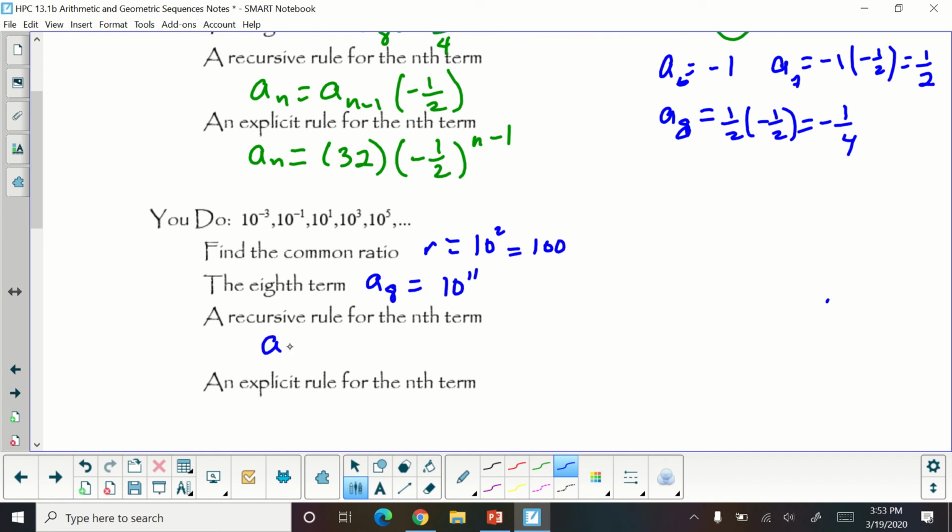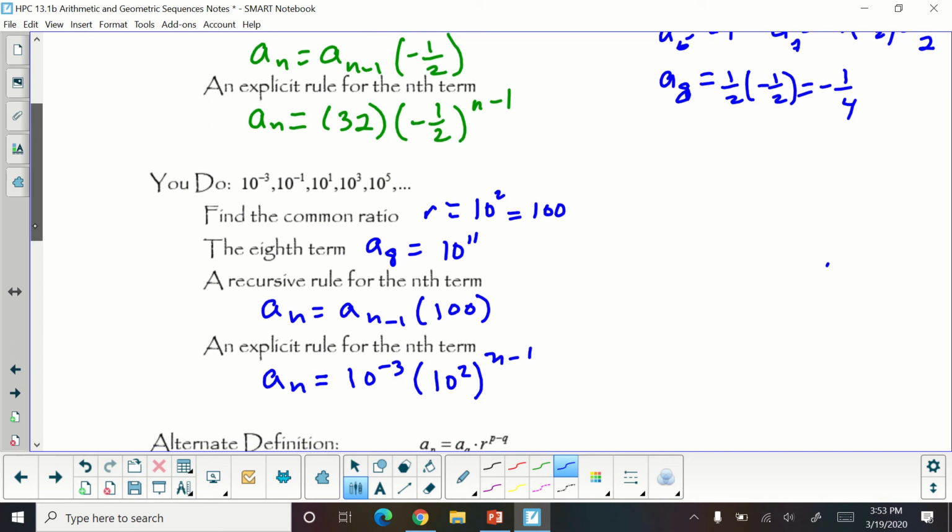Our recursive rule would be that a sub n is a sub n minus 1 times our common ratio, which is 100. And our explicit rule would be a sub n is a sub 1, 10 to the negative 3rd, times r, and I'm going to write it as 10 squared here because I can multiply powers of 10 pretty easily, and we'll raise that to the n minus 1.